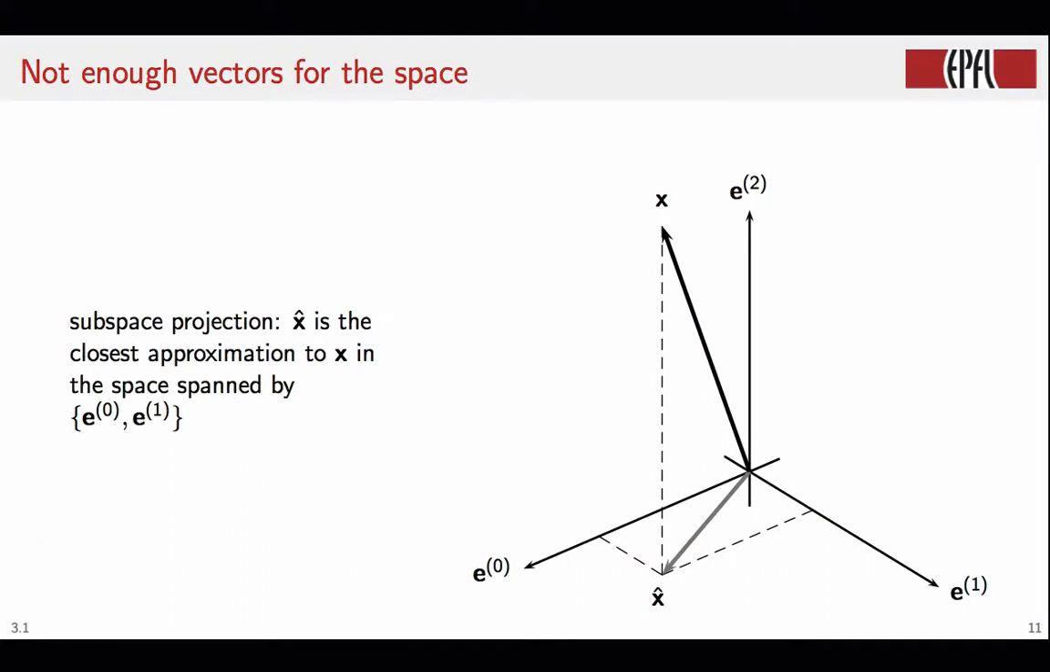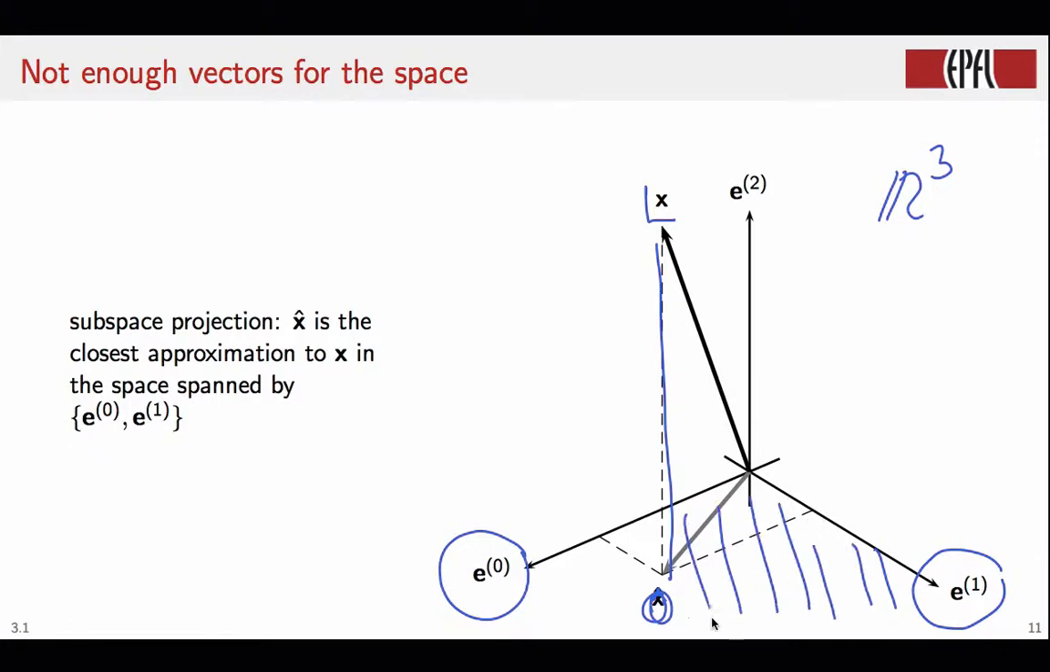If we have, instead of too many vectors, not enough vectors for the space of interest, for example, here we have R3, three-dimensional physical space, but we have only two vectors. Then we cannot hope to describe any vector in R3. We can only describe its projection onto the subspace spanned by E1 and E0 in this case. So the vector x cannot be exactly represented. We can actually only project it here to an x hat, which is the best least squares approximation of x on the subspace spanned by E0 and E1. So let me draw the subspace, which is, let's say, the horizontal plane in this case.